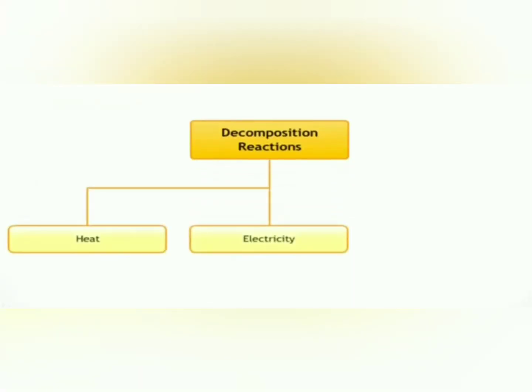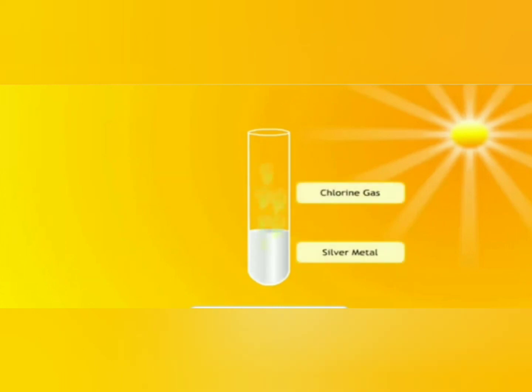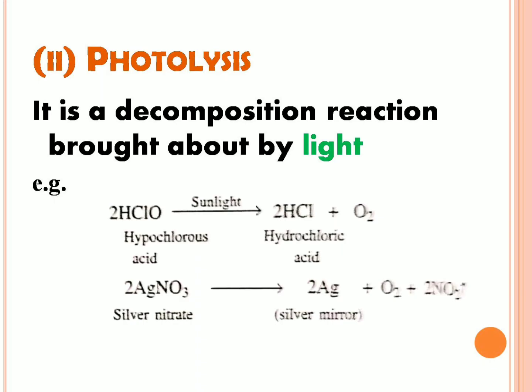Decomposition of a substance by the action of light energy on it is called photolysis. For example, when silver chloride is exposed to light, it decomposes to form silver metal and chlorine gas. So photolysis is a decomposition reaction brought about by light.